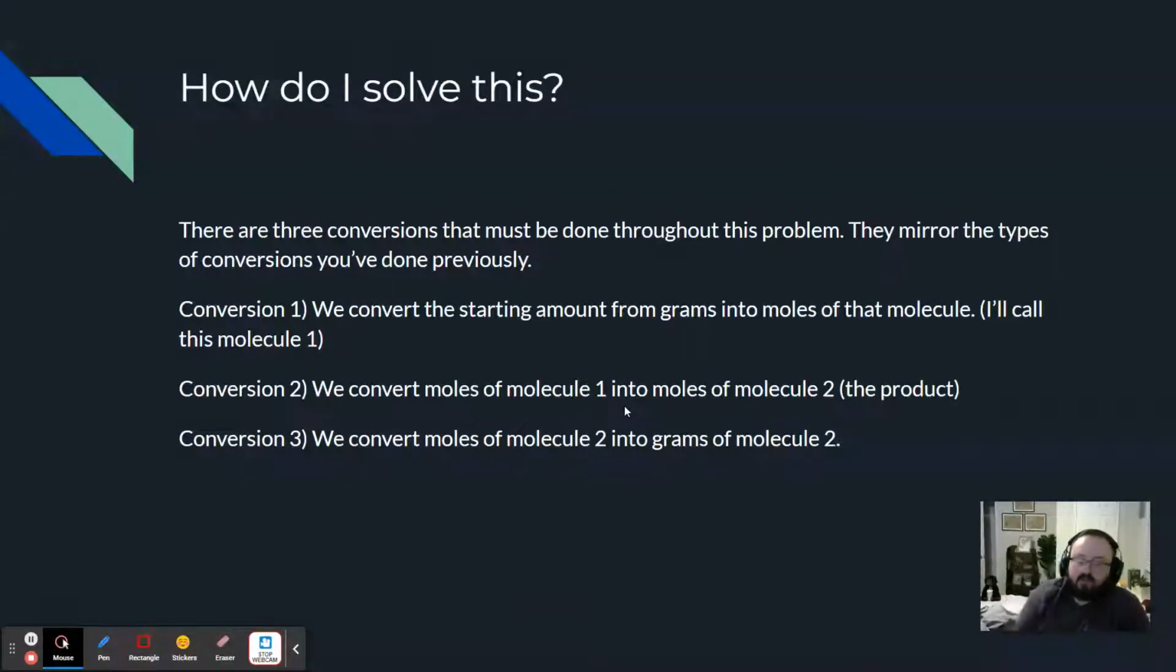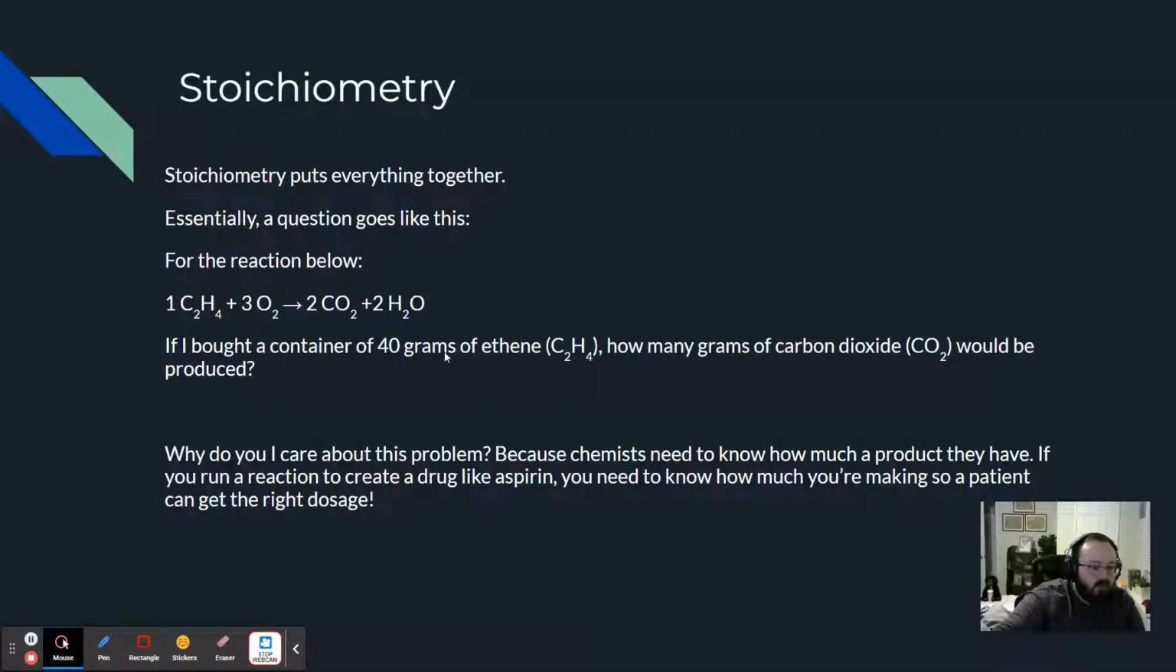All right, so how do I solve this? What you basically are doing is getting from grams of ethene, C2H4, into grams of carbon dioxide. So this is one of our reactants, and we're trying to get how much of our product we're going to get. All right, you can't just go from one to the other. There's no kind of ratio like that. We have to use this whole convoluted way around it.